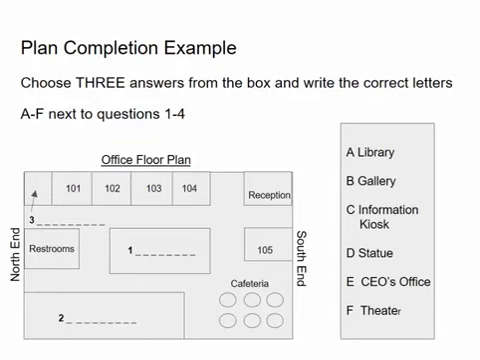A diagram will be also similar, but it will not be a map of any kind or a plan. It will be a diagram usually of some kind of object or some type of process or phenomenon. So we'll look at an example of a diagram later in this lesson as we do an example question.